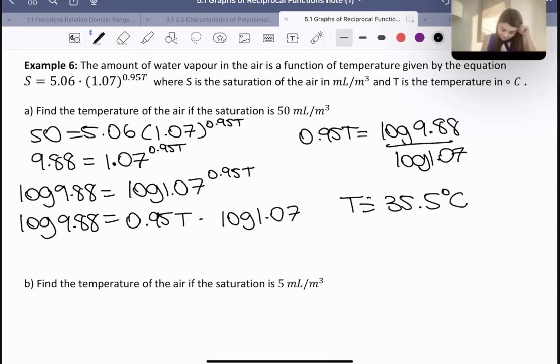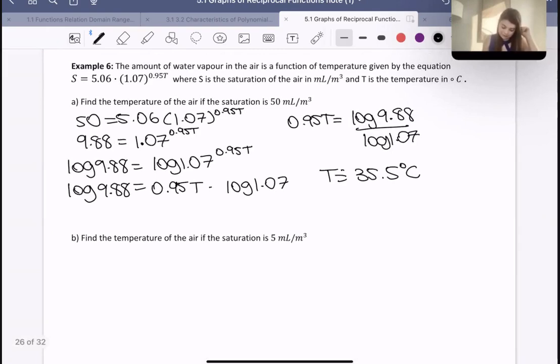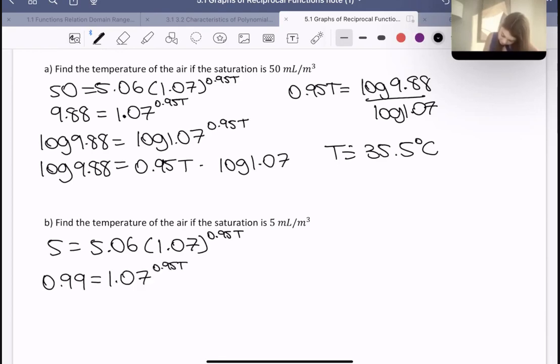Okay. Next one is find the temperature of the air if the saturation, so if S is 5 milliliters per meter cubed. So instead of 50 this time, we're just going to do 5. Okay? All right, so let's do that. So that means 5 is equal to 5.06 times 1.07 to the power of 0.95T. So if we divide both sides by 5.06, we're going to get 0.99 equals 1.07 to the power of 0.95T.